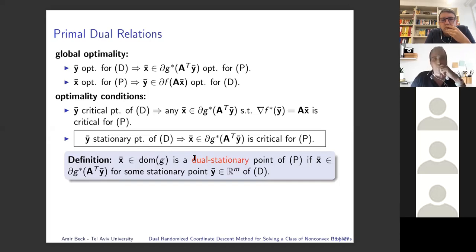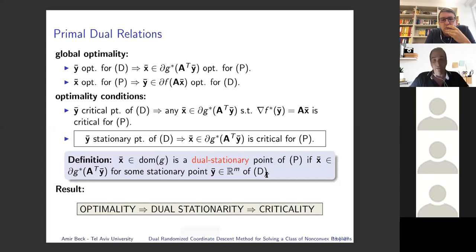So X is a dual stationary point of P if it belongs to the subdifferential set of G star at A transpose Y for some stationary point Y of D. And again, it has to be a stationary point and not critical, because criticality gives us some problems. The result here about the relations between the optimality conditions is that dual stationarity is better than criticality. So optimality implies, of course, dual stationarity, and dual stationarity implies criticality.